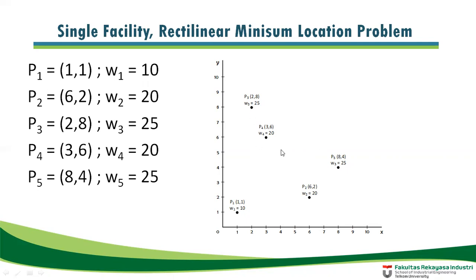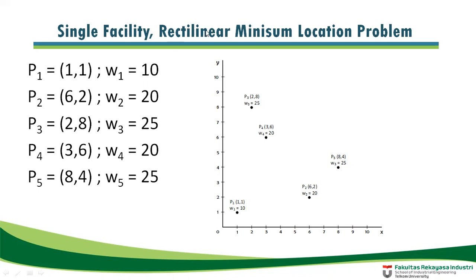So each retailer has specific coordinates, P1, P2, P3, P4, and P5. And also, each of them has a weight. The weight represents the importance factor, just like the unit load, the material that will travel to my new warehouse, and each of them has a different weight.